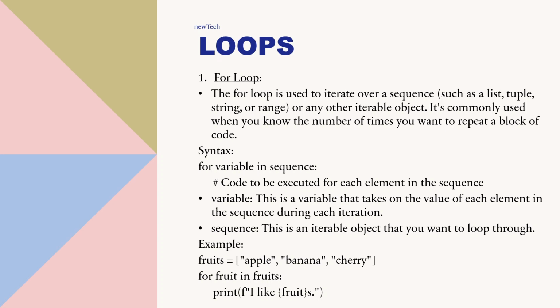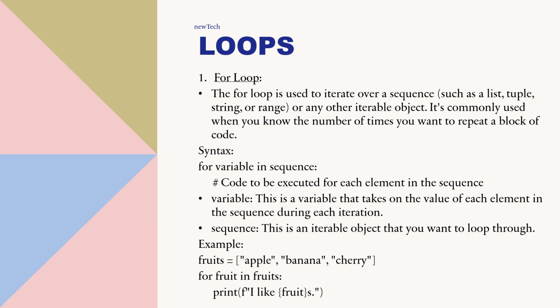For loop. The for loop is used to iterate over a sequence, such as a list, tuple, string, range, or any other iterable object. It's commonly used when you know the number of times you want to repeat a block of code.